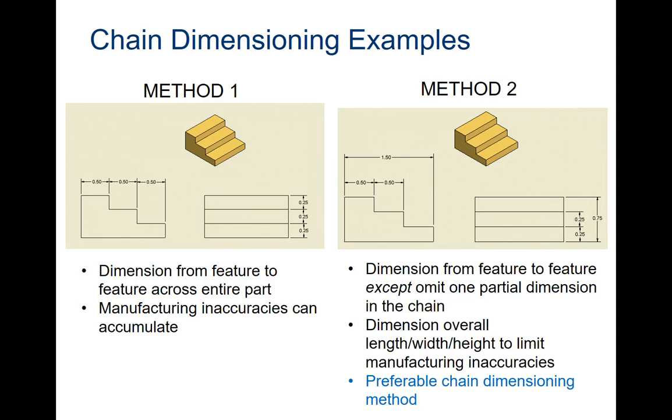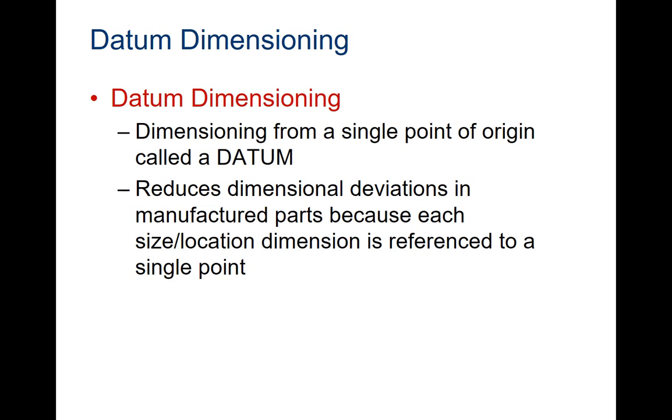The next dimension type we have is called datum dimensioning. In the case of datum dimensioning, we are dimensioning from a single start point. So say like the left edge of a part. All of our dimensions will emanate from that part. This is good because you're not going to have manufacturing inaccuracies. You might have one dimension that's wrong, but not any two that are going to build upon an error. So this is a good way to do dimensioning as well. The datum is the name we give for that point where you're going to start all your dimensions.